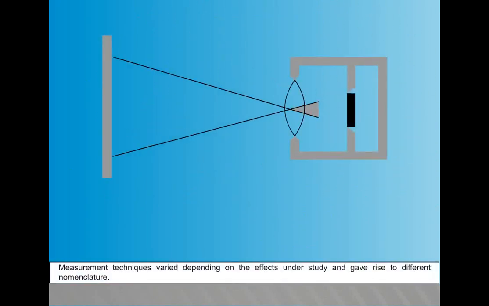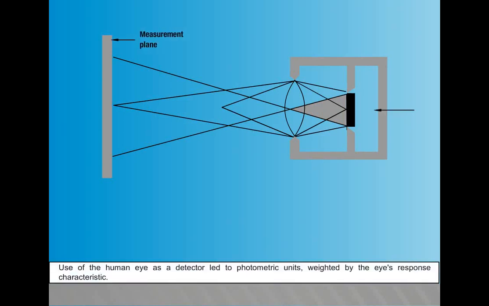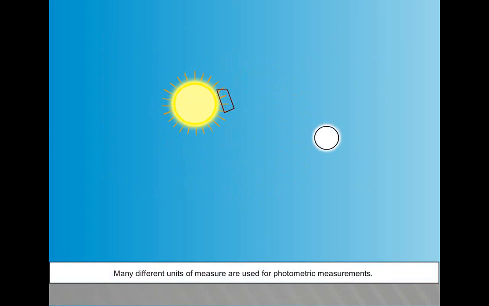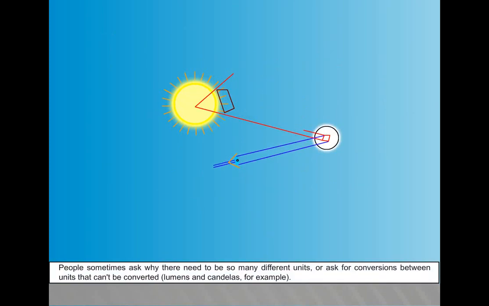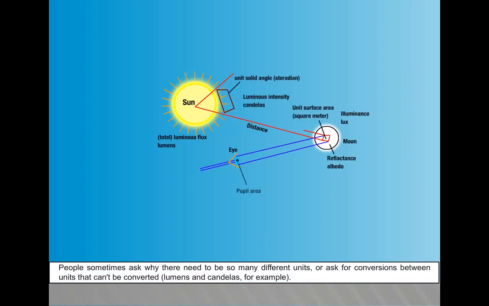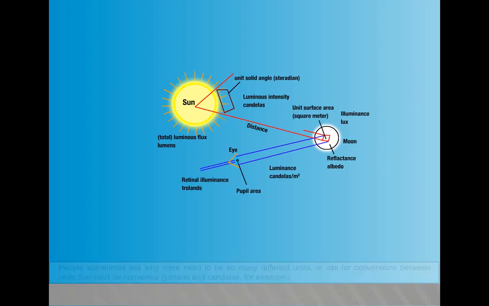Photometric quantities. Measurement techniques vary depending on the effects under study and gave rise to different nomenclature. Use of the human eye as a detector led to photometric units weighed by the eye's response characteristic. Many different units of measure are used for photometric measurements. People sometimes ask why there need to be so many different units or ask for conversions between units that can be converted, lumens and candelas for example.